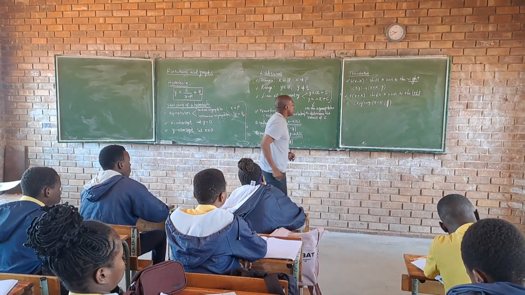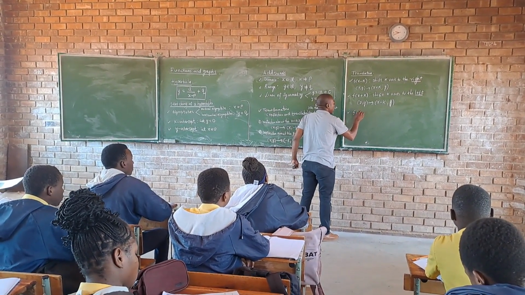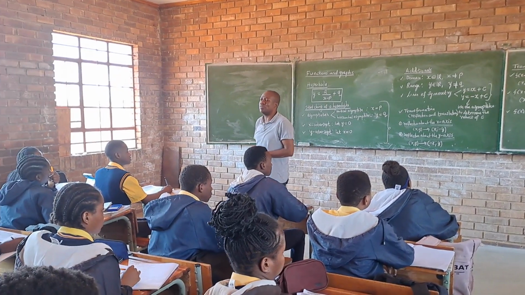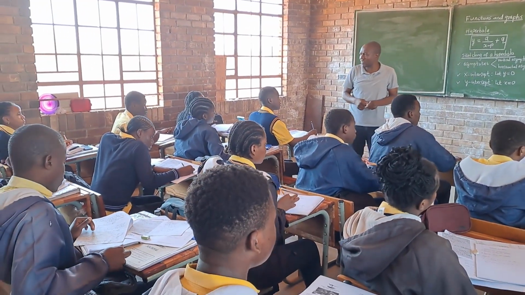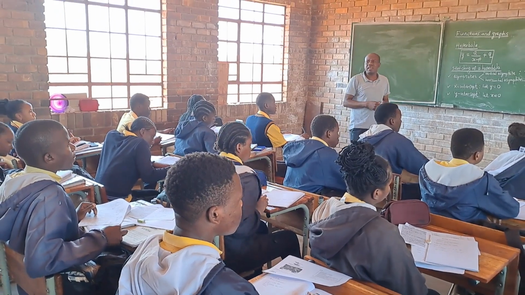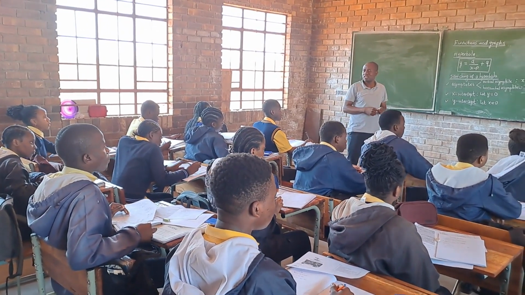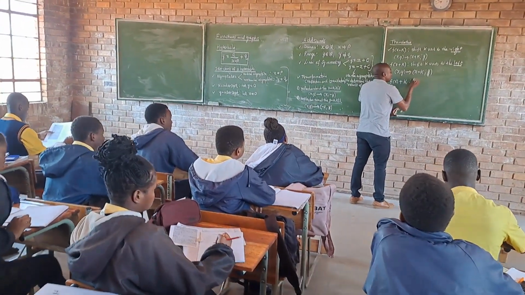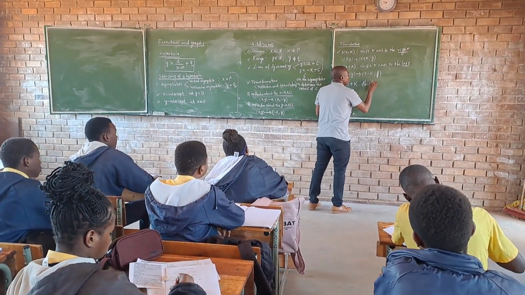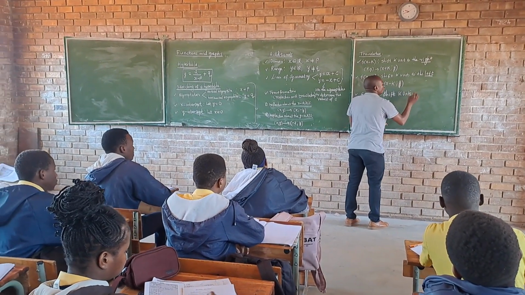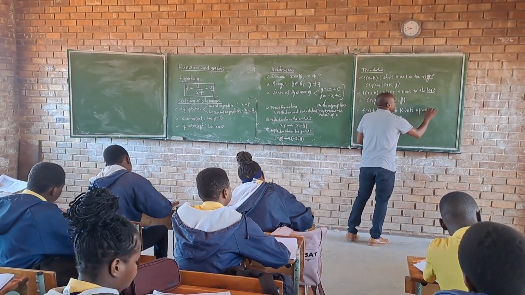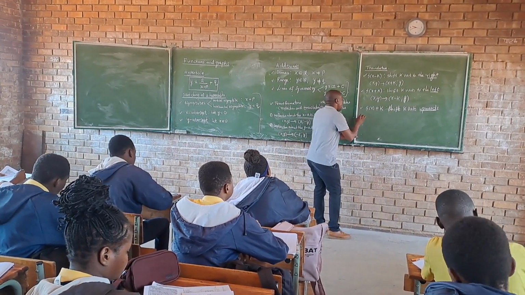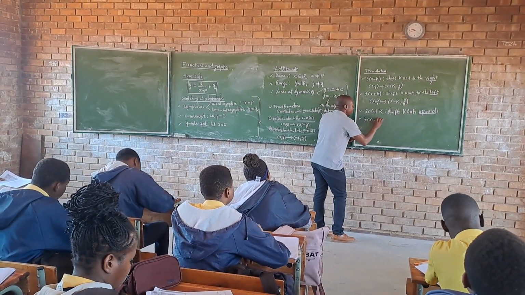But how about if we have f of x plus k, with the k no longer in the brackets? It's not going to affect x. It's going to affect y. So in terms of the translation, the graph will shift k units upwards.